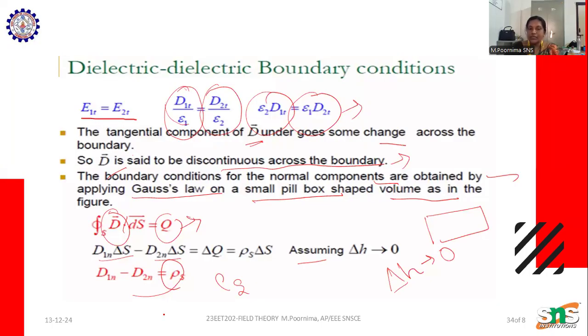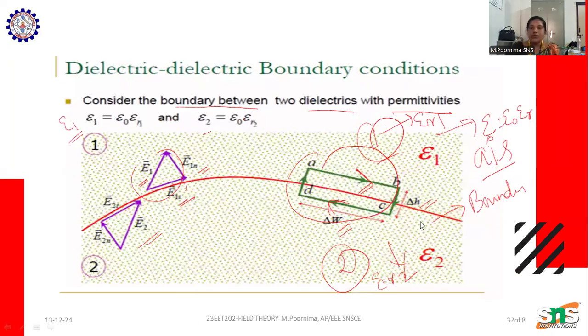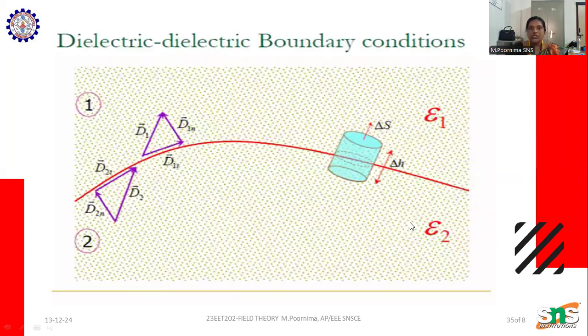In the dielectric media, we are taking the medium as air, so both the media are the same. Whether it is air or anything else, both the media are the same. What is the boundary condition?